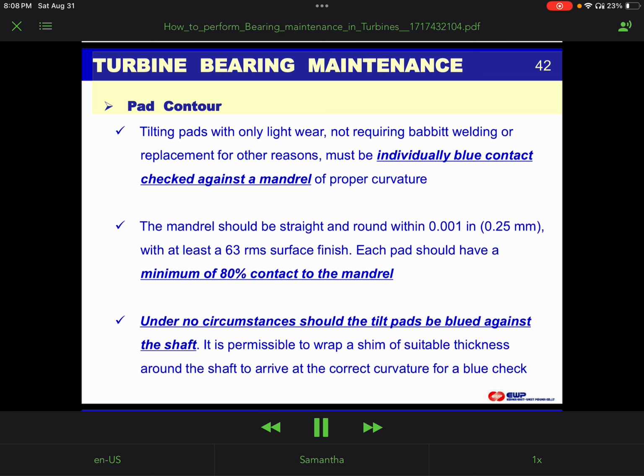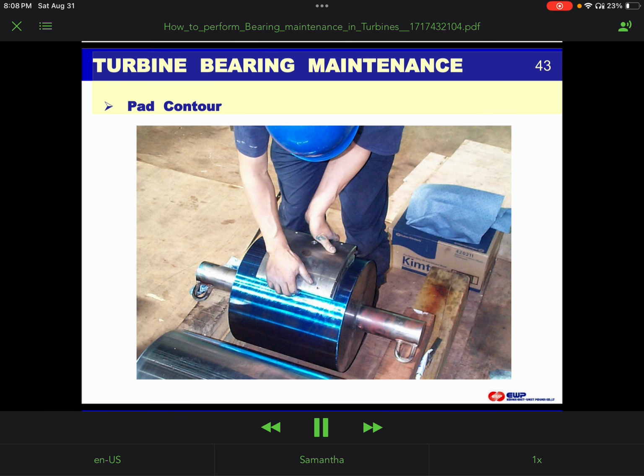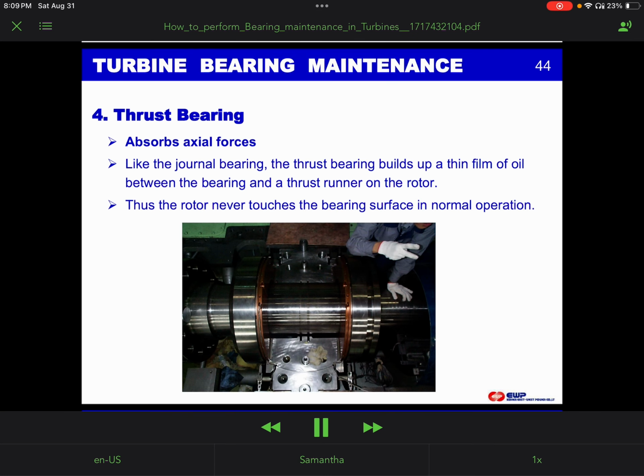Turbine bearing maintenance 42. Pad contour. Turbine bearing maintenance 43. Turbine bearing maintenance 4. Thrust bearing. Absorbs axial forces. Like the journal bearing, the thrust bearing builds up a thin film of oil between the bearing and a thrust runner on the rotor. Thus the rotor never touches the bearing surface in normal operation.